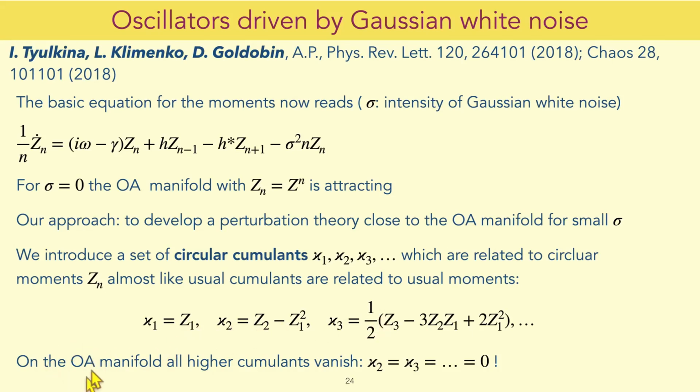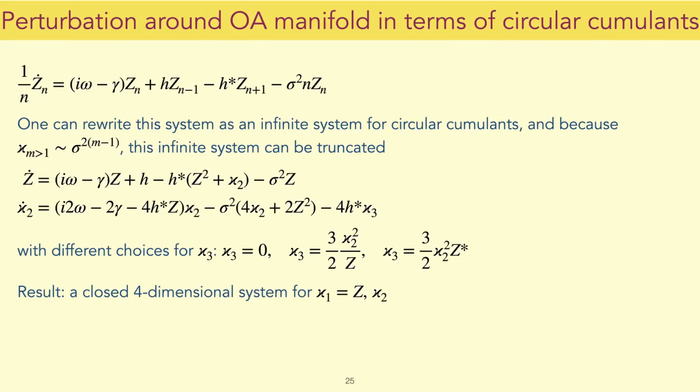On the Antonsen manifold, for which we want to construct the perturbation theory, only the first cumulant is non-zero, but all other cumulants vanish. And this allows for a nice formulation of the perturbation theory. So if you have a small noise term, you expect that cumulants larger than 1 will be small. And moreover, you can have a hierarchy of them so that the larger the index, the smaller the cumulant.